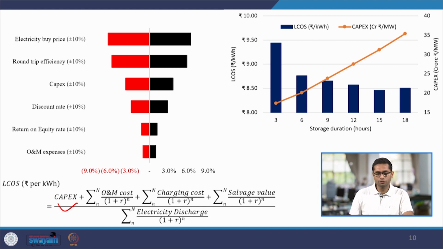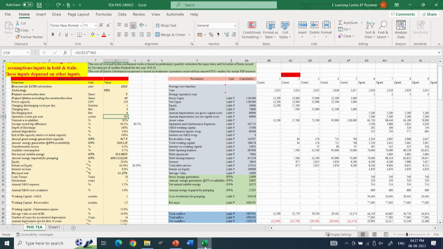So let me also show you how these kinds of Excel sheets look in reality. So let us go to the Excel sheet. Let us try to understand how a typical Excel sheet for a project like this looks in reality. Of course, this is a hypothetical scenario, but just to give you a glimpse of what Excel sheets or models like this look like.